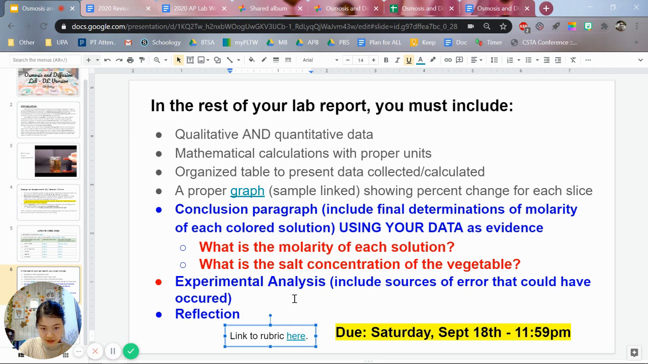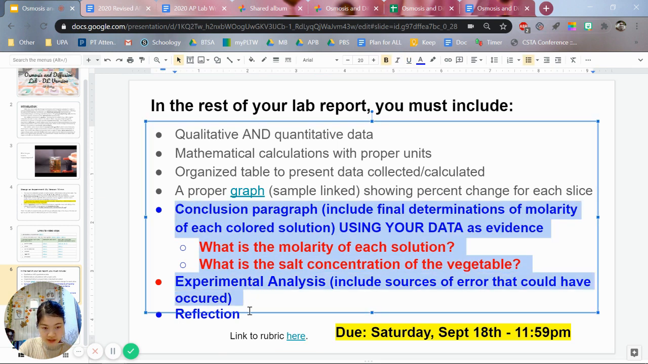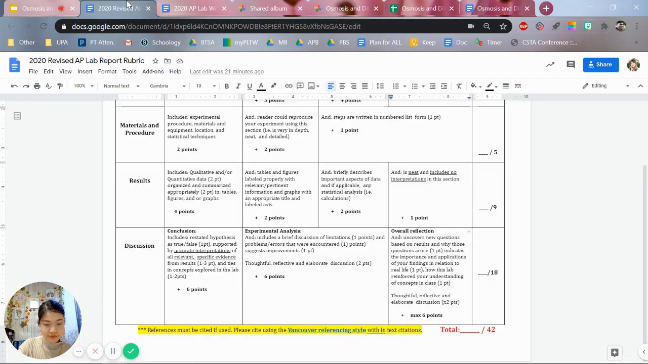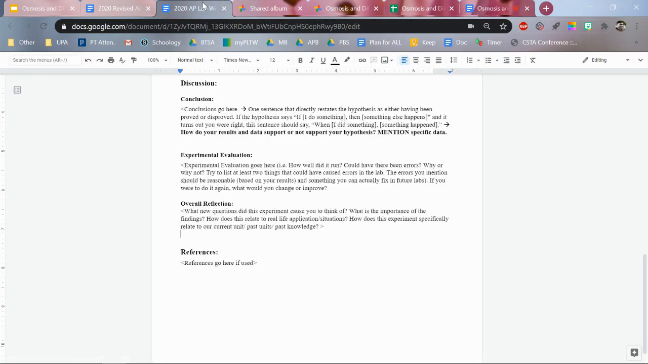Now coming back here, the highlighted parts are the parts that I tell students to double check in the rubric as well as the template.